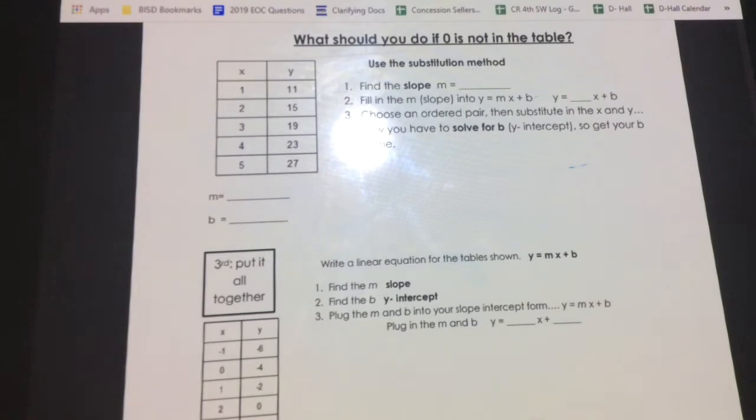So it says write a linear equation for the table shown. And so basically what we need to do is find the slope of this. So what I want you to do first, without my assistance, is find the slope of this table. That's all I want you to do. Again, you have multiple methods. You can use the calculator or you can use the formula. It does not matter to me. We just need to find the slope.